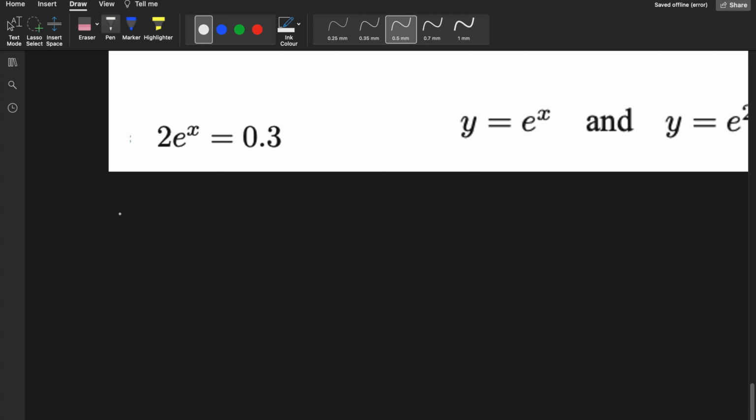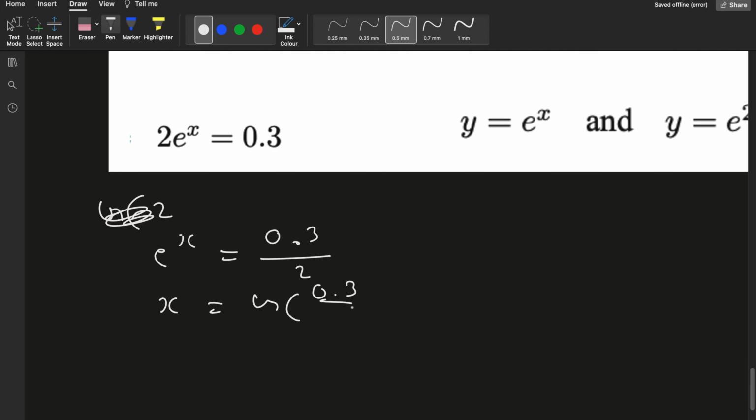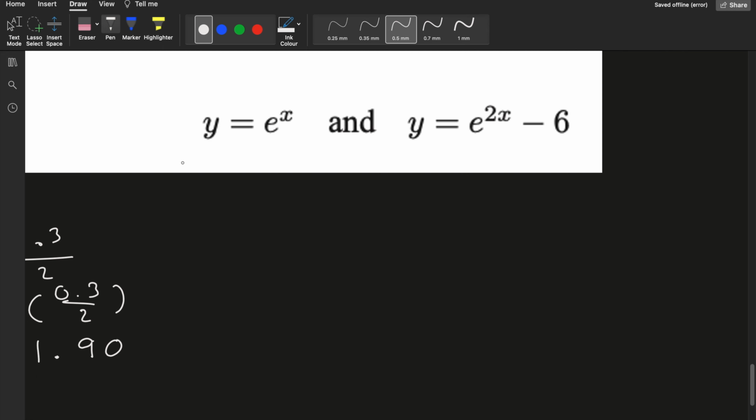Now let's work on this. This is also very, very similar. Actually, we'll first divide both sides by 2. And now it's very simple. You can directly write this. So this would be negative 1.90 to 3 significant figures.